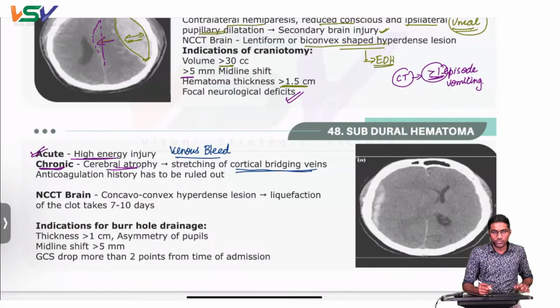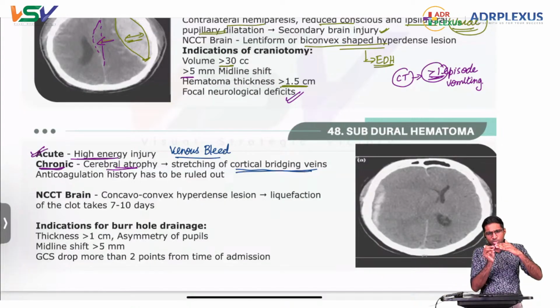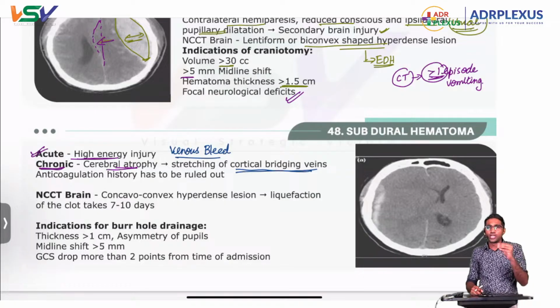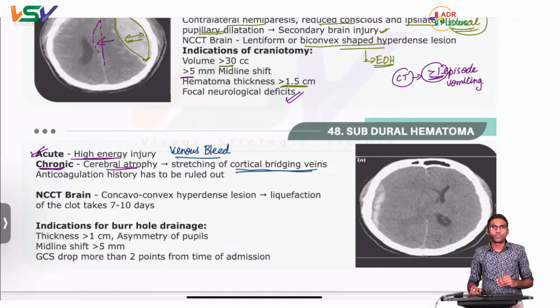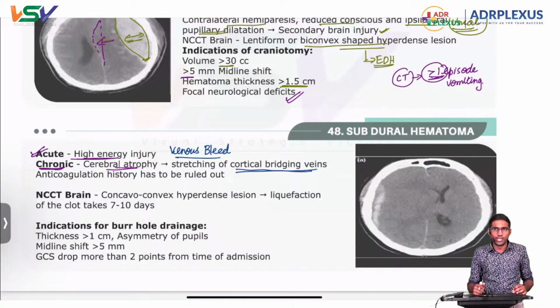What is a cortical bridging vein? From the meninges, there will be veins going into the skull. Those are known as the emissary veins or the cortical bridging veins. So when these vessels get torn apart, there will be increased bleeding.